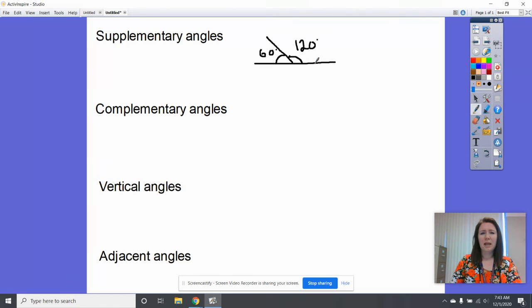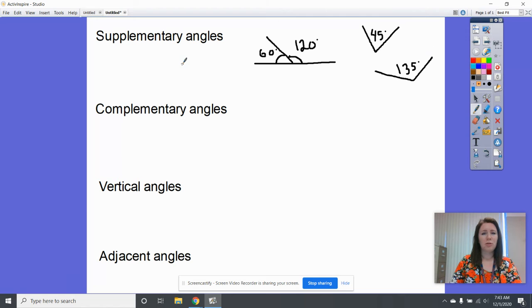It's not always like this. It doesn't always look like it's on a straight line, although that's very common. Maybe sometimes instead they'll just say, hey, are these two angles supplementary? And you'll have to figure it out. So maybe they say this is 45 degrees and they say this is 135. And they say, hey, are these supplementary? You have to figure that out by adding them together. And oh, yes, these add to 180.